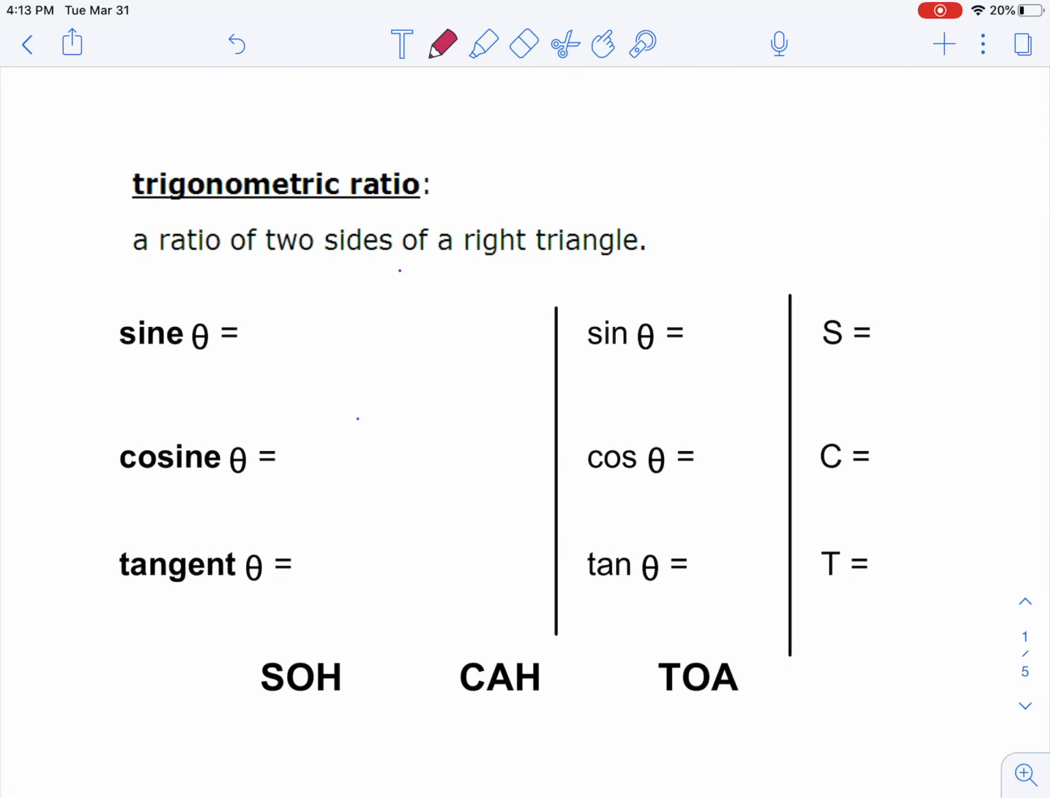Let's start off with some definitions. A trigonometric ratio is a ratio of two sides of a right triangle. I also want to point out the symbol that comes up a lot on this page. It looks like a 0 with a line through the middle. We call that theta. So this symbol theta just represents whatever angle it is that we are talking about.